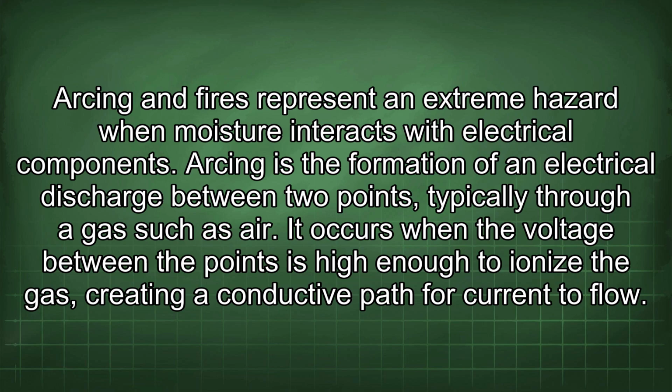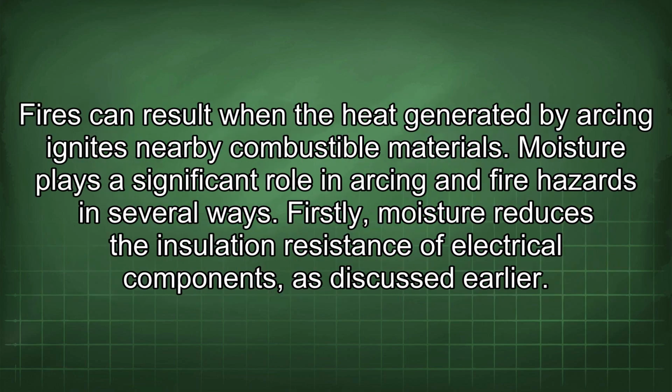Arcing is the formation of an electrical discharge between 2 points, typically through a gas such as air. It occurs when the voltage between the points is high enough to ionize the gas, creating a conductive path for current to flow. Fires can result when the heat generated by arcing ignites nearby combustible materials. Moisture plays a significant role in arcing and fire hazards in several ways.